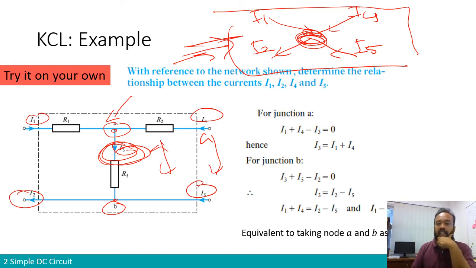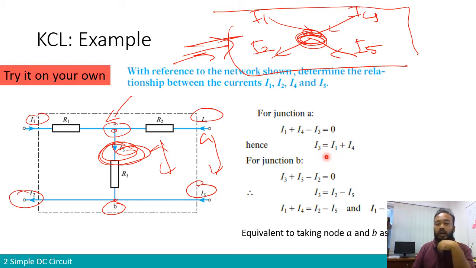So in junction A, we can write the relationship between I1, I4, and I3. So it's I1 plus I4 minus I3 equals 0. And for junction B, we can write I3 plus I5 minus I2. So I3 getting into the junction, plus I5 getting into the junction, minus I2 equals 0. Therefore, in both parts, we have I3. We can eliminate I3 by writing everything in terms of I3.